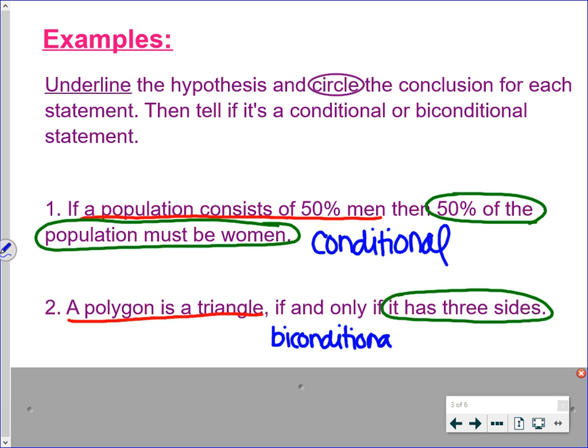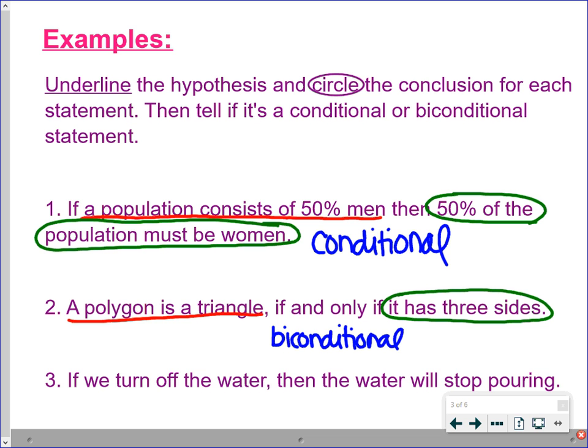When you look at a biconditional statement, you might see this in another way. You might see this as a conditional statement and its converse. So if a polygon is a triangle, then it has 3 sides. If a polygon has 3 sides, then it is a triangle. Those two statements together would create a biconditional. It's saying both of these things are true, forwards and backwards. So it is a biconditional. I can truly put that if and only if in there.